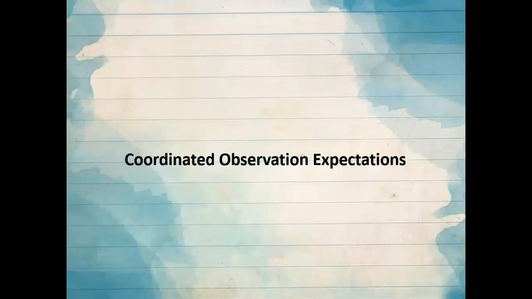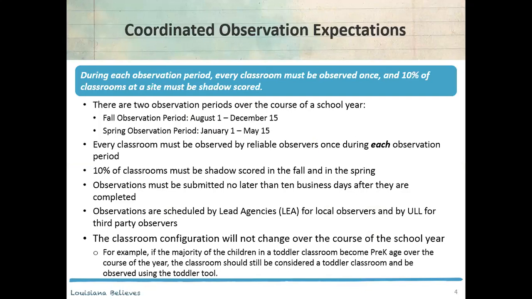So, coordinated observation expectations. The expectation here is that during each observation period, every classroom should be observed at least once, and 10% of classrooms at every site should be shadow scored. We're going to unpack what that latter thing means a little bit later in this webinar.